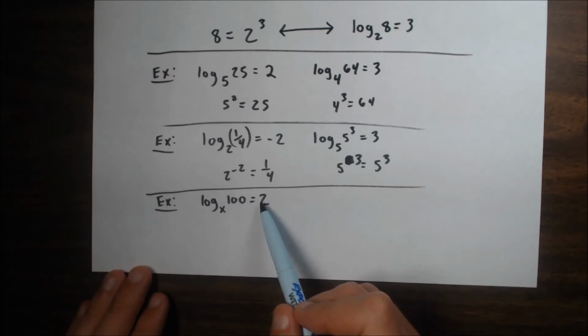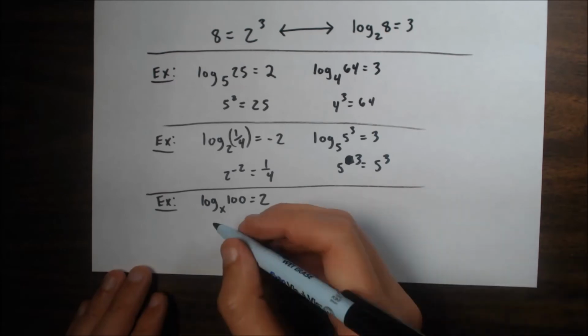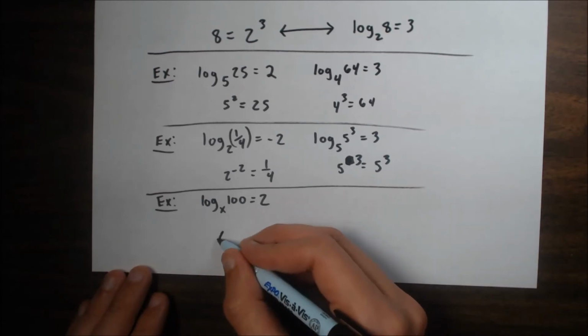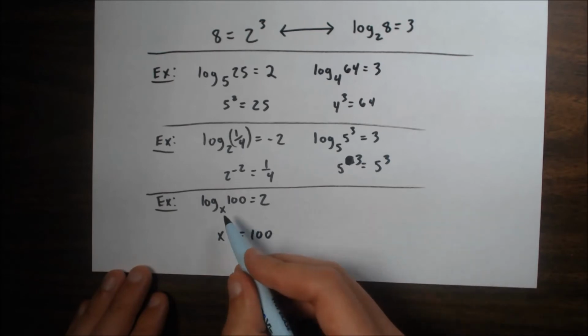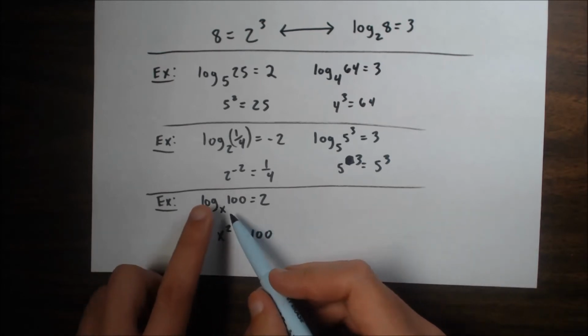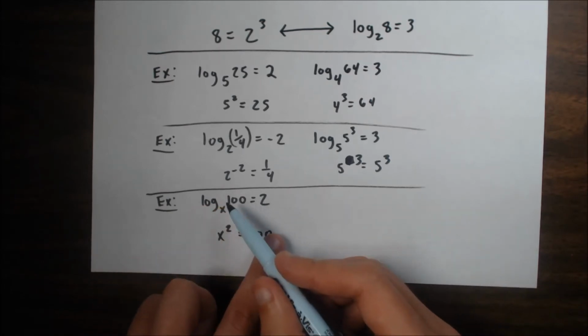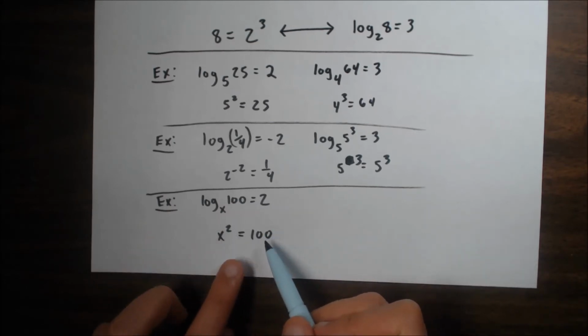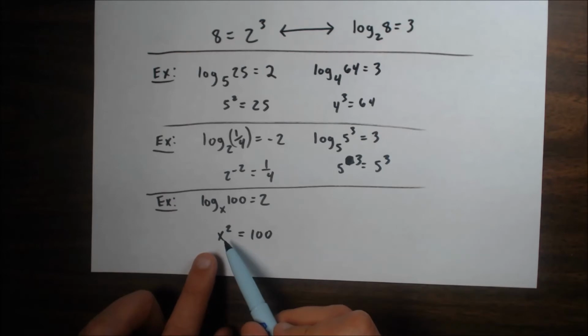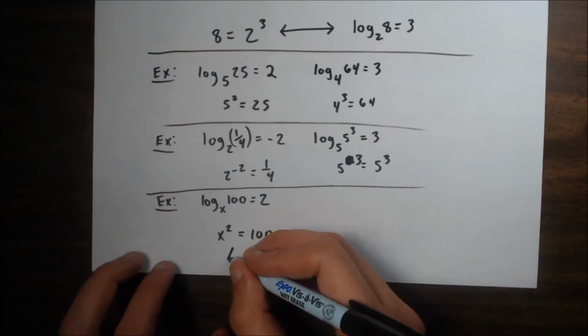So another way to think about this is to actually go ahead and rewrite it. What they're saying here is that x squared equals 100. By rewriting the logarithm as an exponent, again, the base stays the same, the other two numbers kind of switch places. x squared equals 100. I think at this point it's clear what the answer is. The answer is 10.